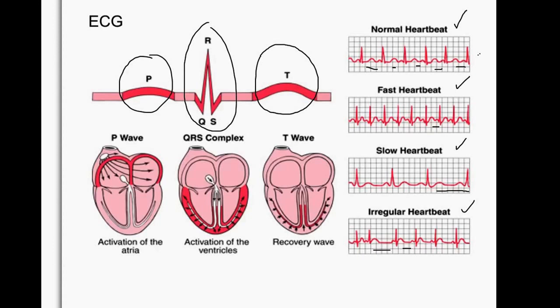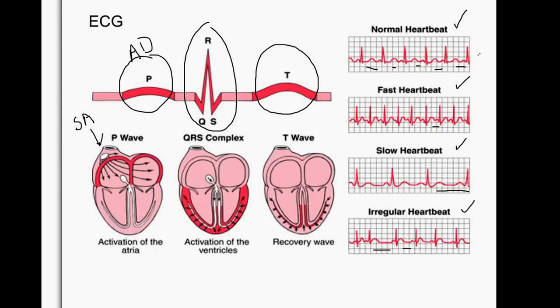The first part, the P wave, corresponds to the period of time during which the atria are depolarizing. This is initiated by spontaneous depolarization of the sinoatrial node, also known as the pacemaker of the heart. Depolarization initiated at the sinoatrial node is spread by way of gap junctions from one cardiac muscle cell to the next, all the way across the atria, and that gives us our curve, the P wave.